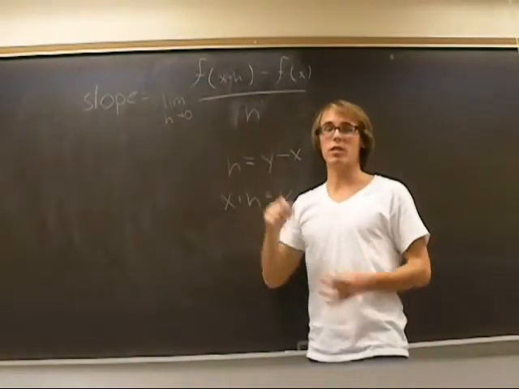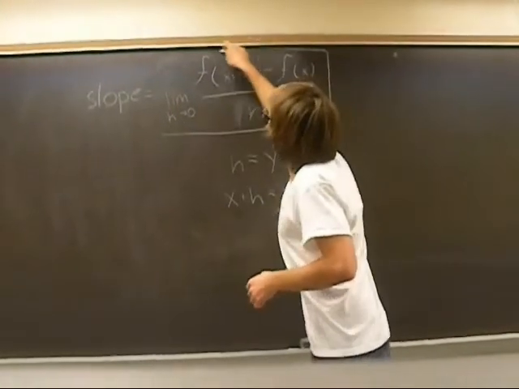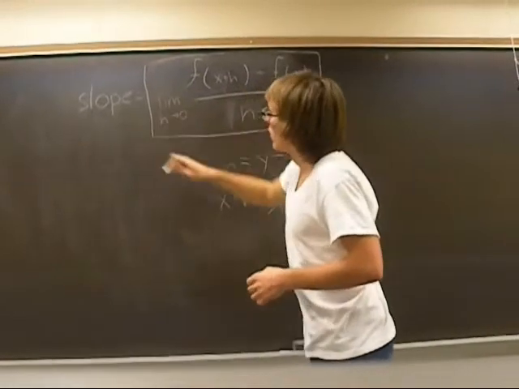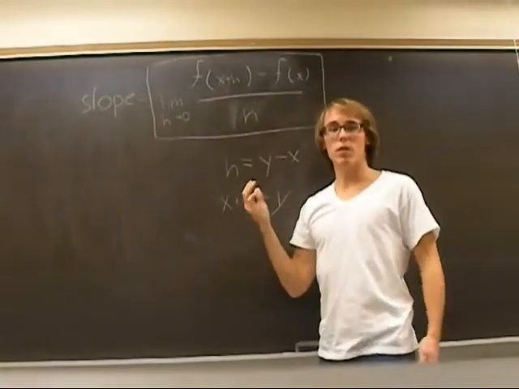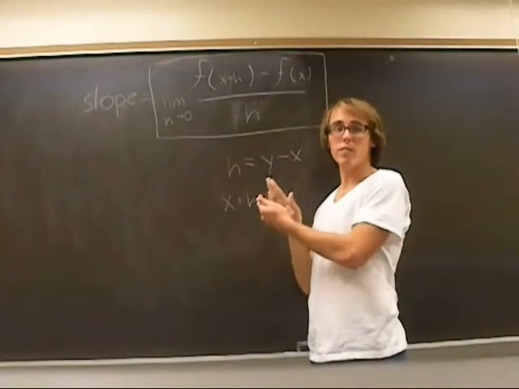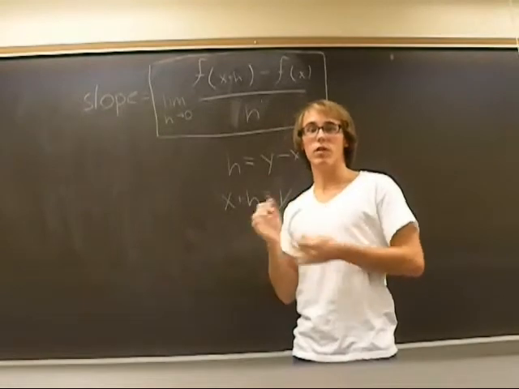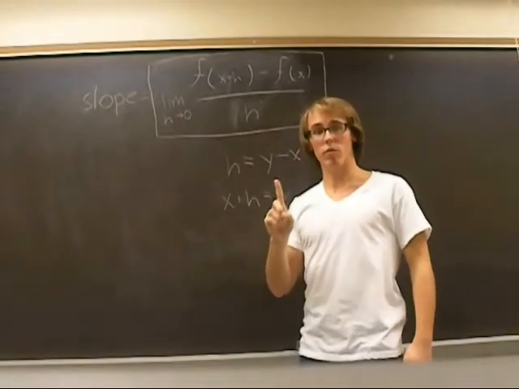So this is actually the definition of a derivative. It's the slope of the secant line of 2 points that are infinitely close together. So it's essentially the slope of the function at one point.